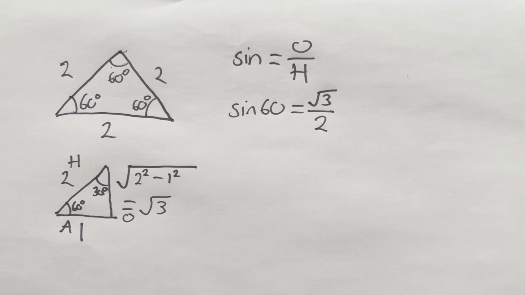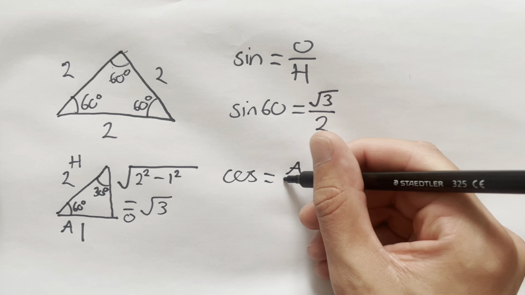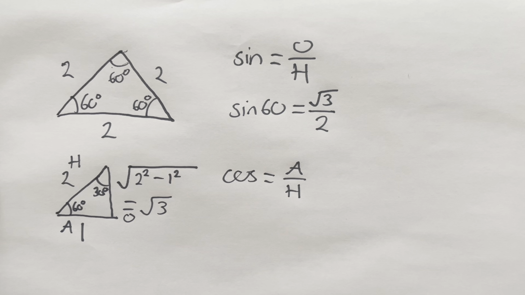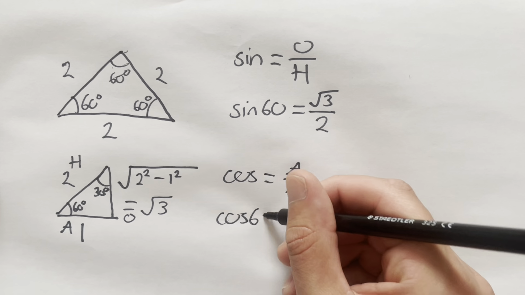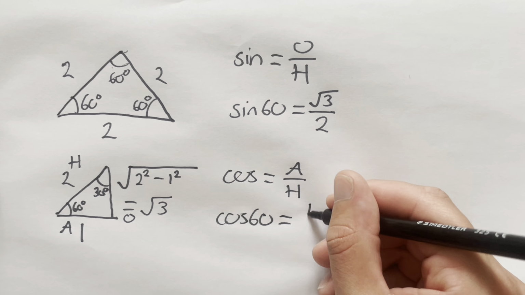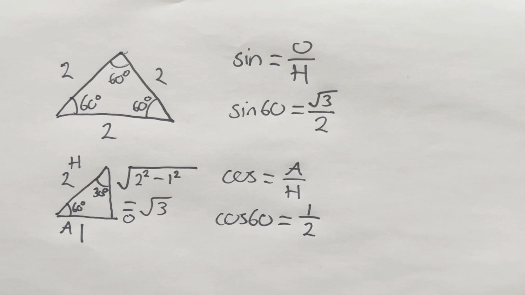We don't want to turn this into a decimal because this is exact trig, so we want to leave it in its exact form. We can do the same for cos here, where cos is the adjacent over the hypotenuse. Now the adjacent here is 1, so cos of 60 is going to be 1 over our hypotenuse, which is 2. So we find that cos of 60 is a half.